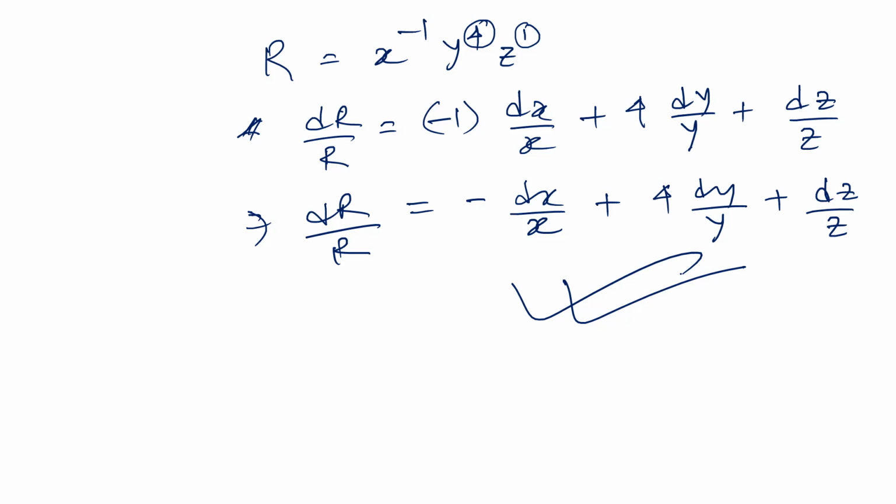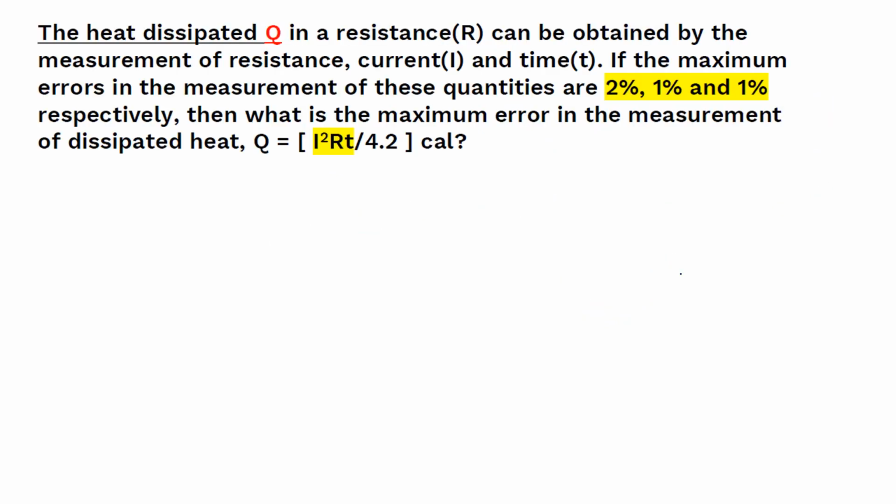Now, after that, let's see one question so that you can understand the fractional error. This is the question. The heat dissipated Q in a resistance R can be obtained by the measurement of resistance, current and time. If the maximum errors in the measurement of these quantities are 2%, 1% and 1% respectively, then what is the maximum error in the measurement of dissipated heat?